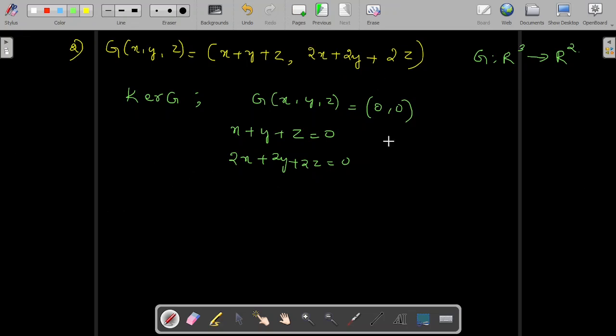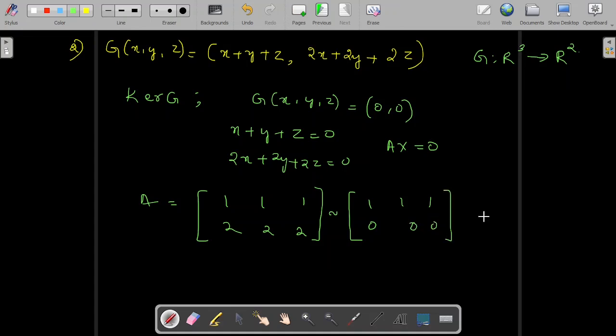Now this is a homogeneous system, Ax equal to 0. So the coefficient matrix is easy now: 1, 1, 1, 2, 2, 2. Reduce it to echelon form: 1, 1, 1. R2 changes to R2 minus 2 into R1. So 0, 0, 0. So this is rank of A equal to 1, which is less than the number of variables. Number of variables equal to 3.